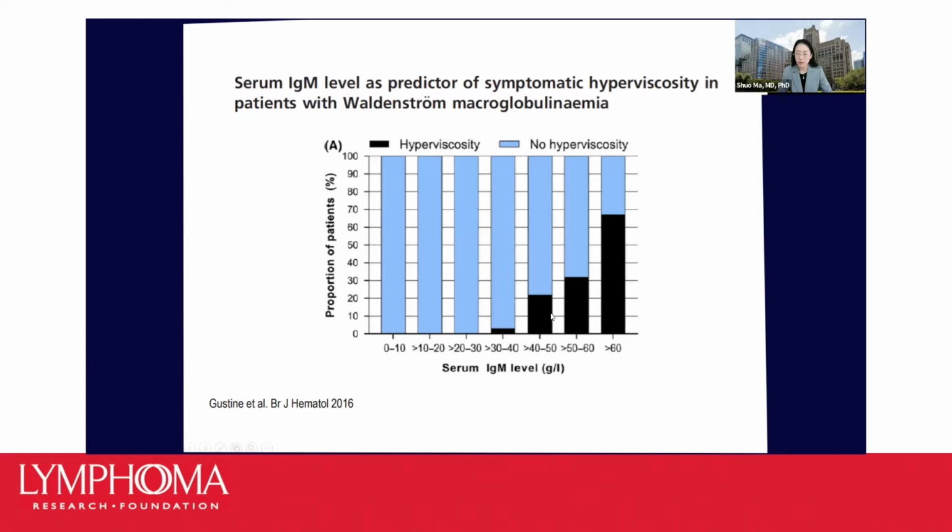But as the IgM level increases, the rate of hyperviscosity syndrome really increases. When the IgM level is greater than 5,000 milligrams per deciliter, about 30% of patients might develop hyperviscosity syndrome. When it's greater than 6,000 milligrams per deciliter, that percentage can increase to almost 70% of patients. So as we're watching patients, when the IgM level gets to a certain level, we do start to worry about the risk of hyperviscosity syndrome.